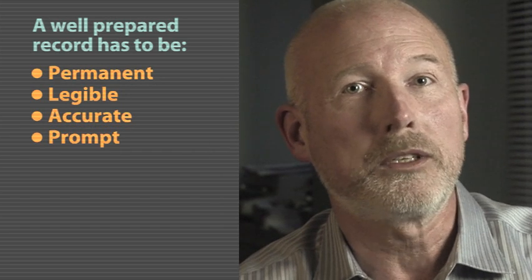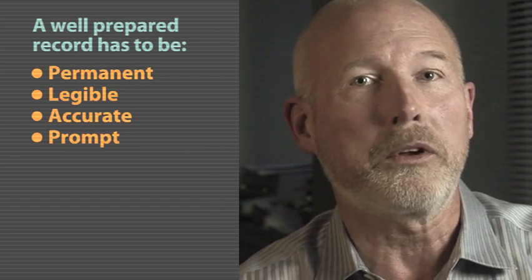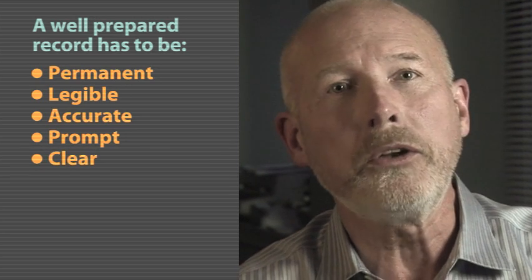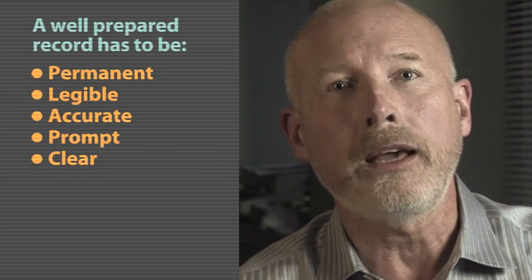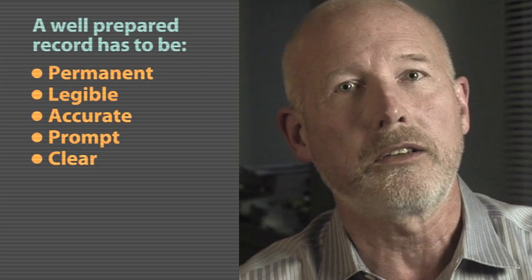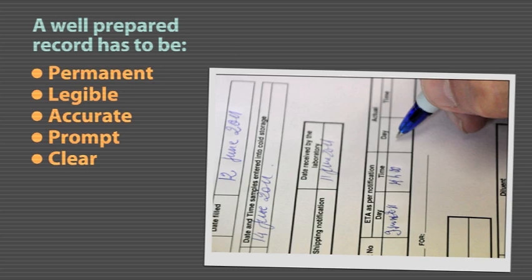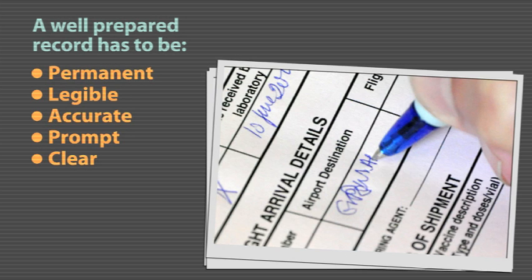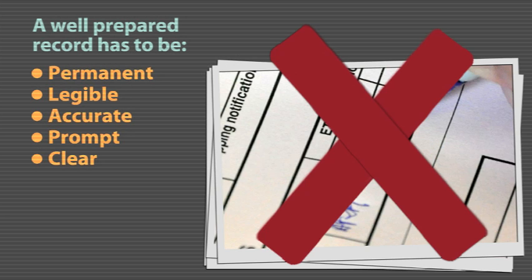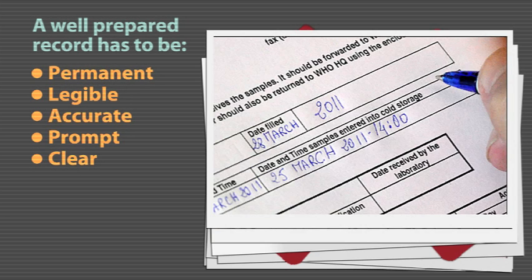Records must be prompt. Information needs to be recorded in a timely way. You're recording information right after the event happened, never before. Records need to be clear. Everyone who reads that document needs to have the same understanding of it. Earlier, we mentioned legibility, which has to do with the mechanics of being able to read it. Clear emphasizes that there is no confusion in how people interpret it.